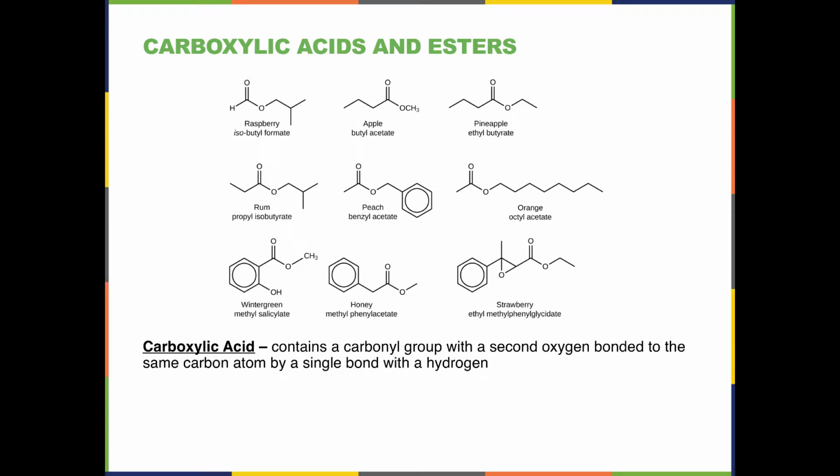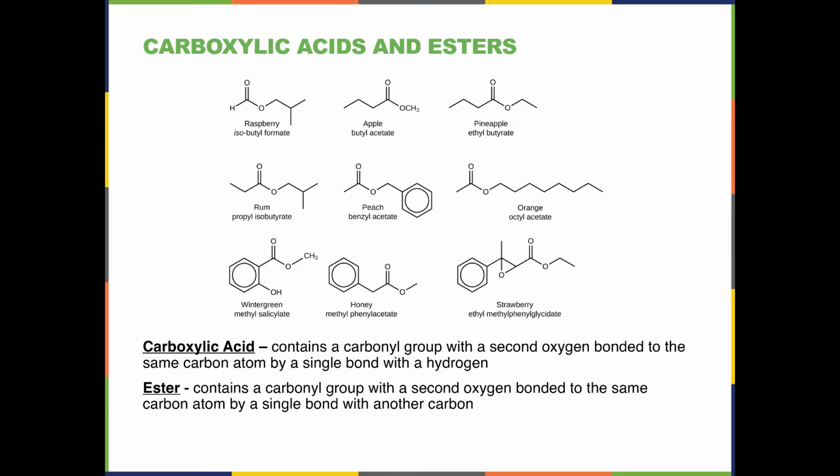A carboxylic acid contains the carbonyl group with the second oxygen bonded to the same carbon by a single bond with a hydrogen. So as we discussed near the end of the last section, this represents a double oxidation of an alcohol. So your alcohol is oxidized the first time to form an aldehyde, and then the second oxidation occurs when a second oxygen is bonded to the same carbon that the first oxygen was bonded to, and this forms the carboxylic acid.